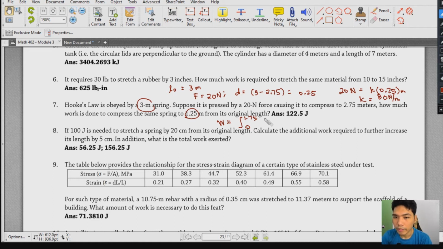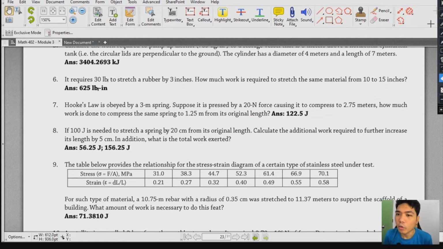So, 1.75 and then 80, ayun, 80x, okay? Dx. So this gives you 122.5 and then the unit is in joules kasi that's Newton and then meter. Okay? So that's it for 6 and 7. So I hope gusto nyo or sagutan nyo tong number 8 para ma-practice kayo, no?